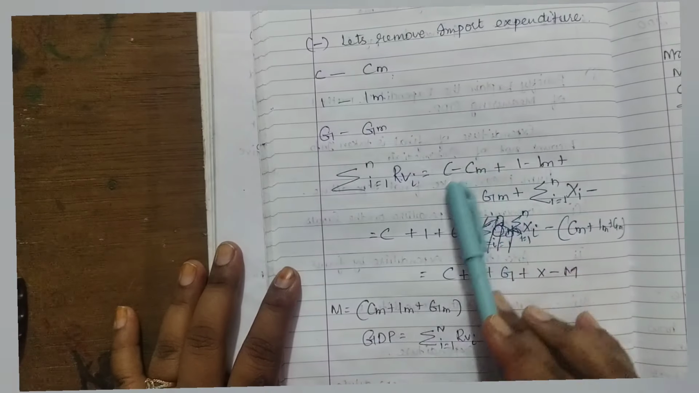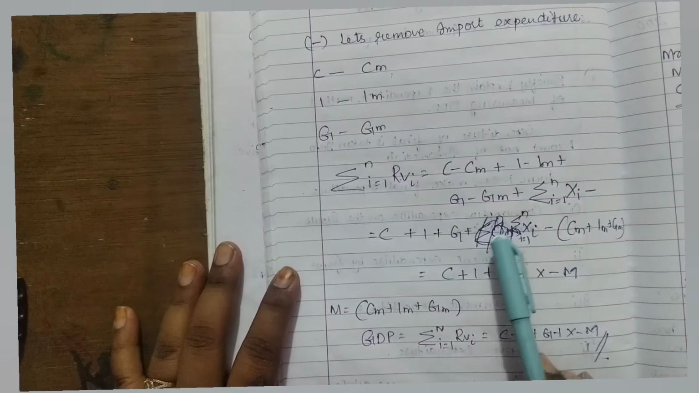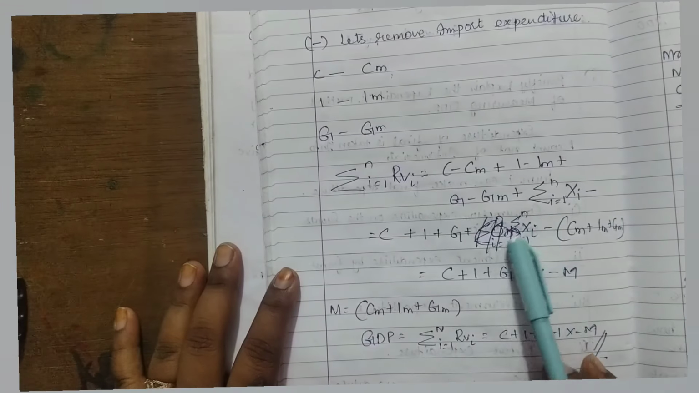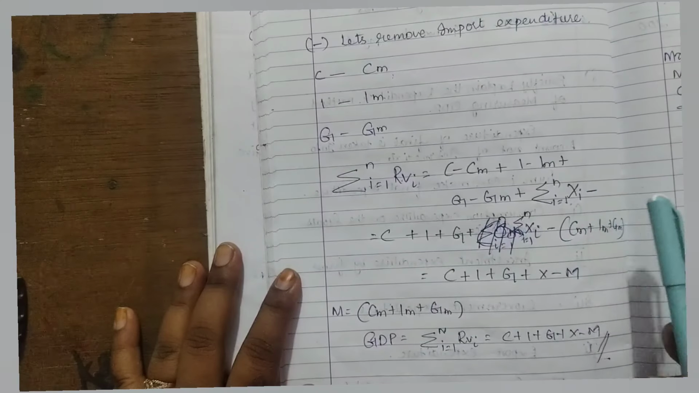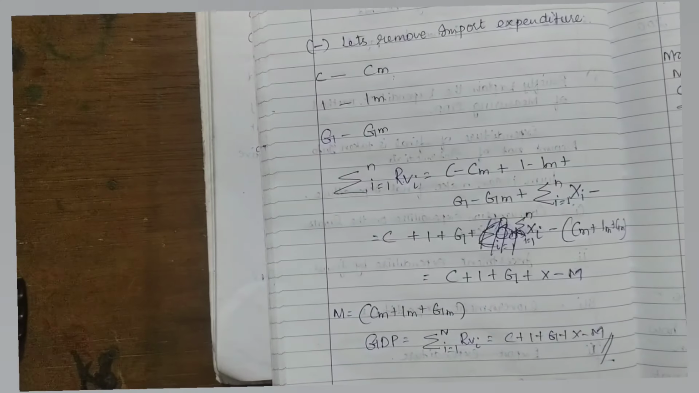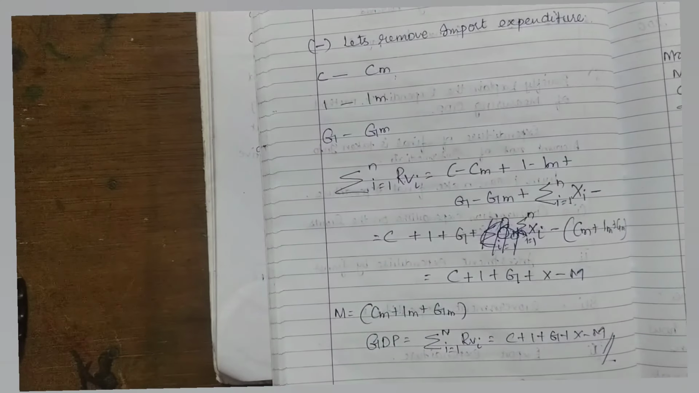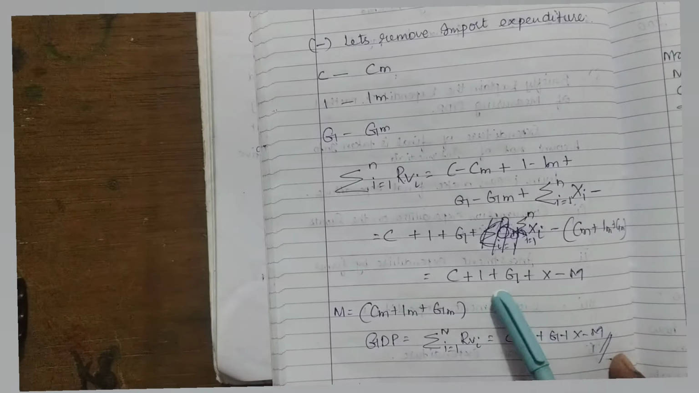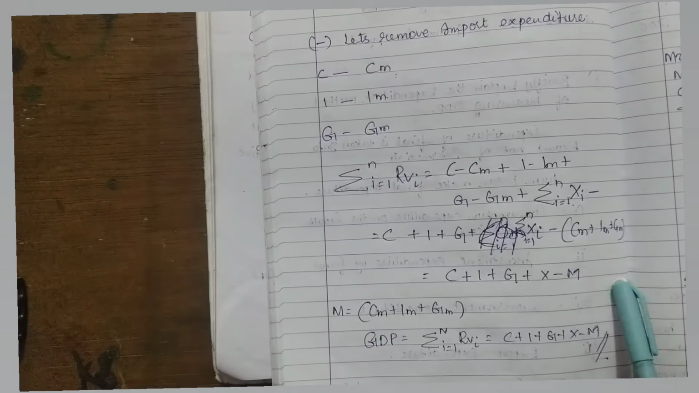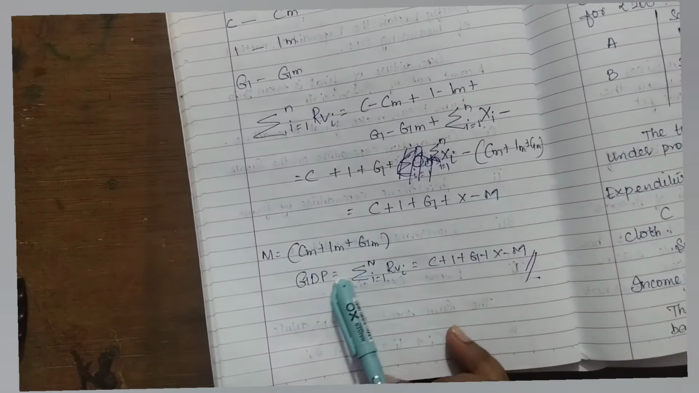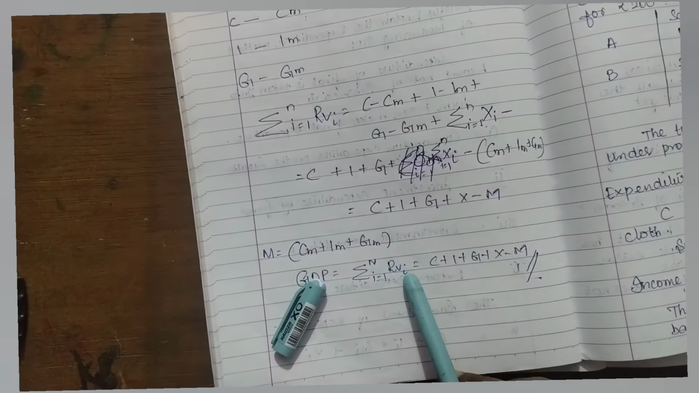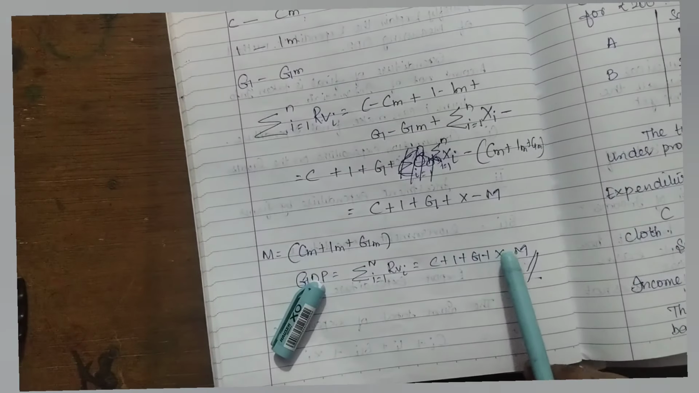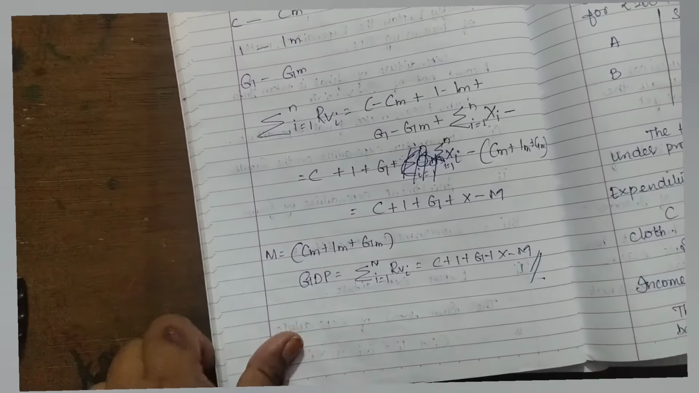So what we will do, we'll keep C plus I plus G aside, and plus in the total n, sigma i = 1 to n XI, minus in that we are going to remove all the import. From the export we will be removing all the import in order to balance export and import. CM plus IM plus GM. So that finally we will be getting C plus I plus G plus X minus M. So this is the calculation of GDP under expenditure method. That is total number of firms i = 1 to n, revenue of i is equal to C plus I plus G plus X minus M.